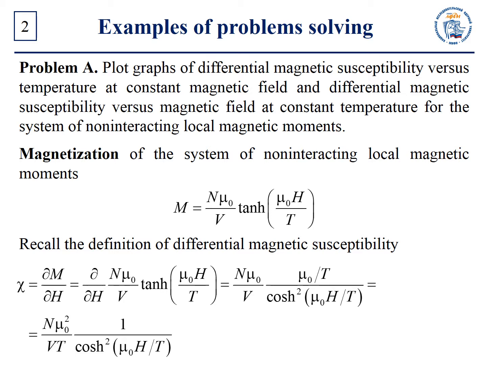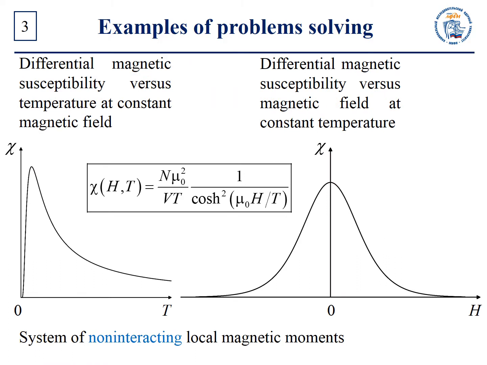What should we do? First of all, recall the expression for magnetization of the system of non-interacting local magnetic moments. Next, we should write the definition of differential magnetic susceptibility and differentiate the magnetization with respect to magnetic field. After that, we can analyze the expression obtained for differential magnetic susceptibility and draw the following graphs.